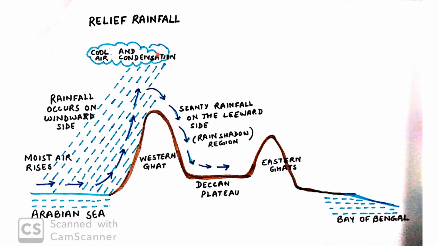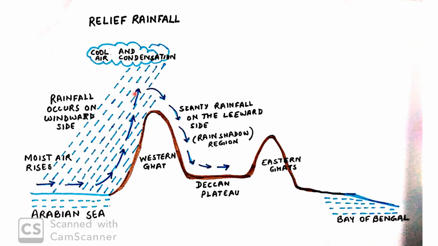Now the third step is precipitation. Therefore, here also precipitation or rainfall will occur, but on the side from where the air is rising. And this side from where the wind is ascending is known as the windward side of the mountain. So where does the rainfall occur? Rainfall occurs on the windward side of the mountain.